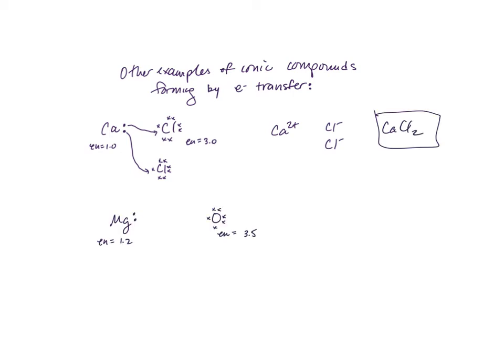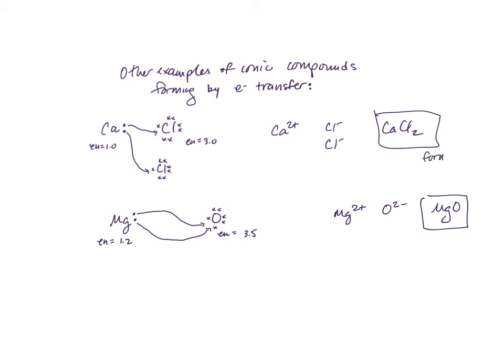In the case of magnesium and oxygen, there is a large enough electronegativity difference so that if these atoms get close enough, the oxygen will snag actually both electrons of the magnesium because it has space for them, making the formula MgO, in this case a ratio of 1 to 1.